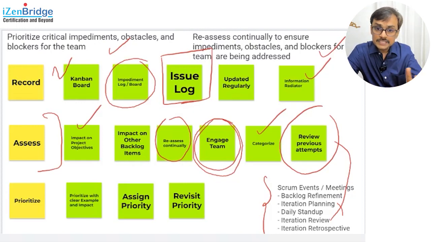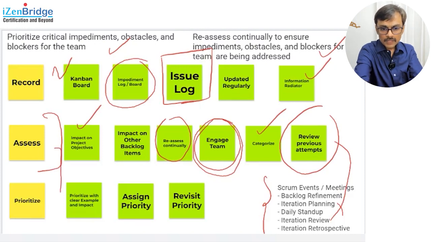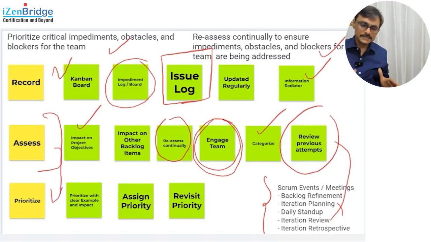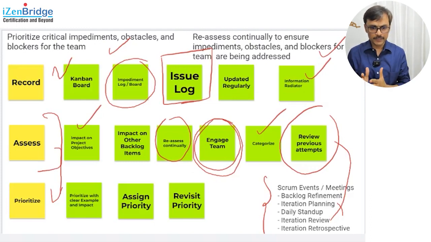So exact frequency may vary, but in general, from an exam perspective, you understand that I need to keep them updated all the time. Prioritize. So that's overall. The basic understanding of our project management is continuous prioritize and continuous reprioritize. And prioritization should be done with a more clear understanding, with a set of clear examples, and by engaging the teams. Yeah? So that's something.